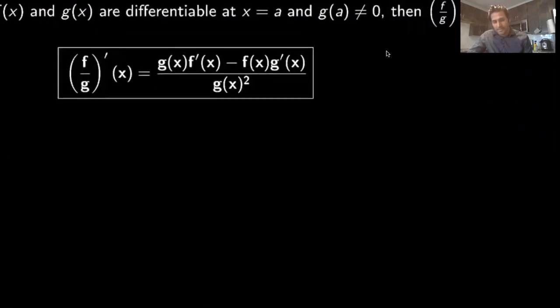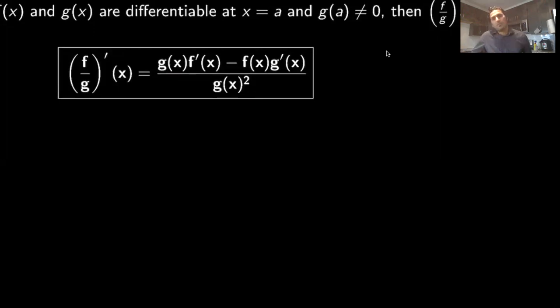which states that you multiply the bottom function g(x) times the derivative of the top function, f prime of x. You subtract from that the product of the top function f(x) times the derivative of the bottom function g prime of x, and then you divide the whole thing by the square of the bottom function, which is g(x) squared.